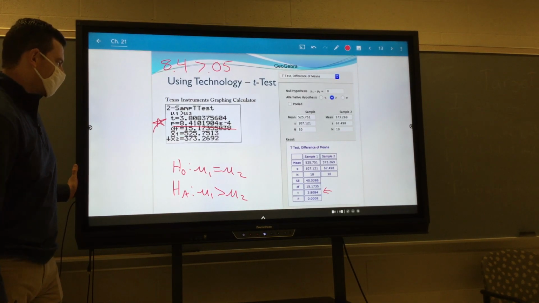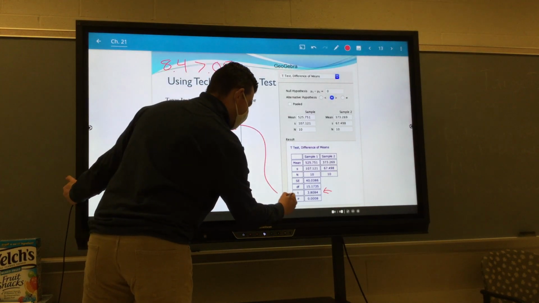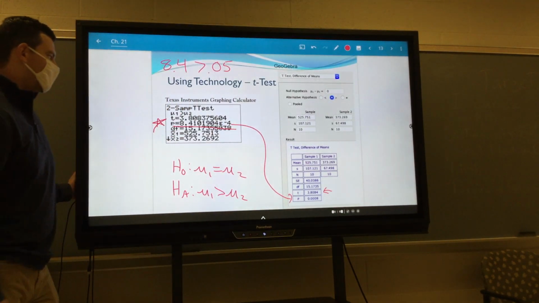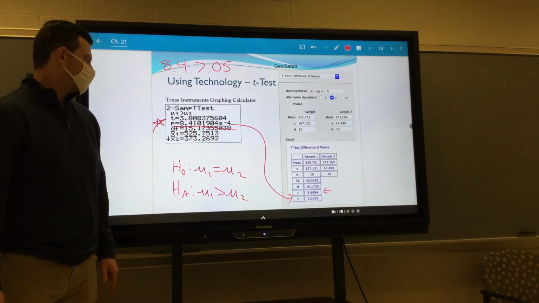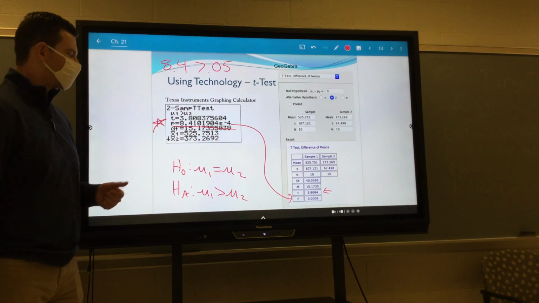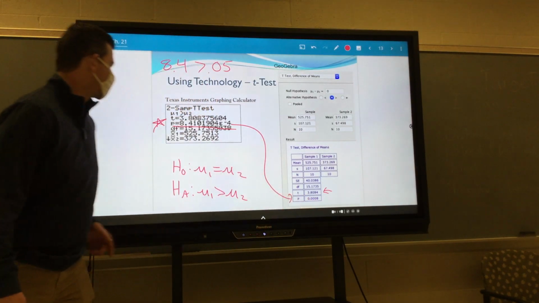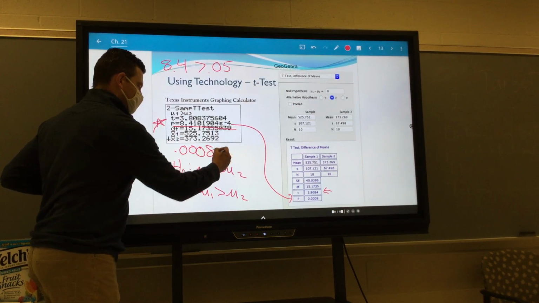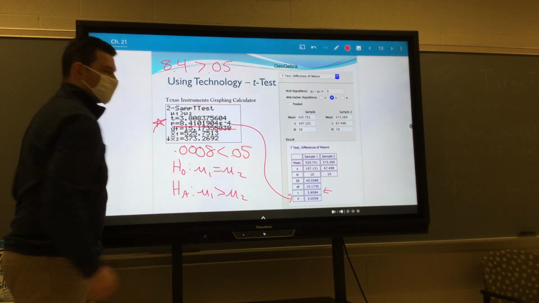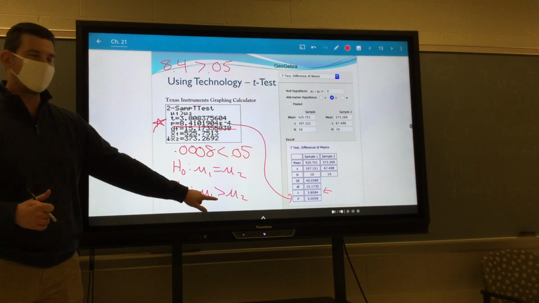Okay? You know how scientific notation works. These 2 numbers, that and that, they are the same. You have 8.4 times 10 to the negative 4th. So you move that decimal point over to the left 4 places. 1, 2, 3, 4. And this is 0.0008, which is less than 0.05. So you do reject the null hypothesis and accept the alternative hypothesis.